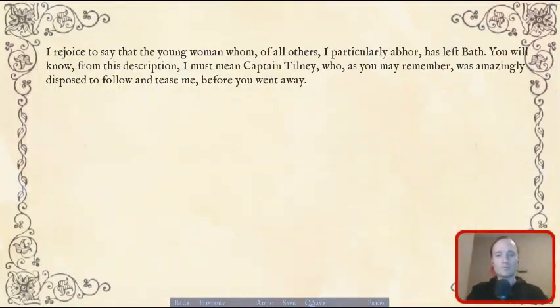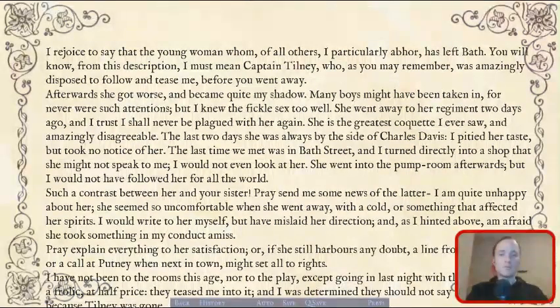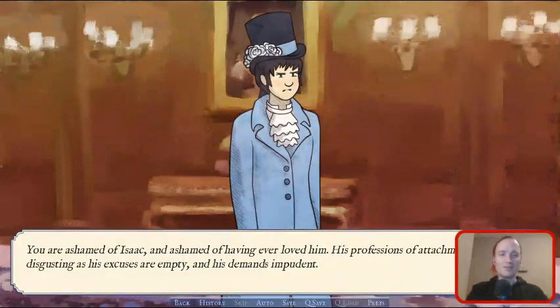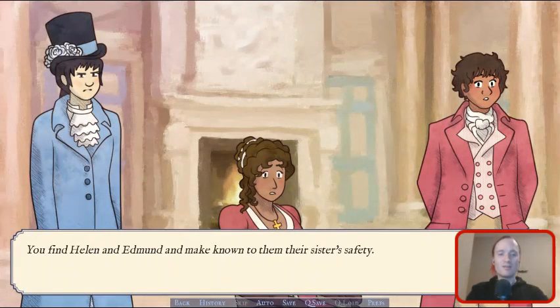Okay. Is this from Isaac? Yes, this is from Isaac. "Captain Tilney, who, as you may remember, was amazingly disposed to follow and tease me before you went away." Oh wow. "Pray explain everything else to her satisfaction. Your attachment is now as disgusting as his excuses are empty and his demands impudent." Wow, we really turned on Isaac. We did. That letter must have been tough.